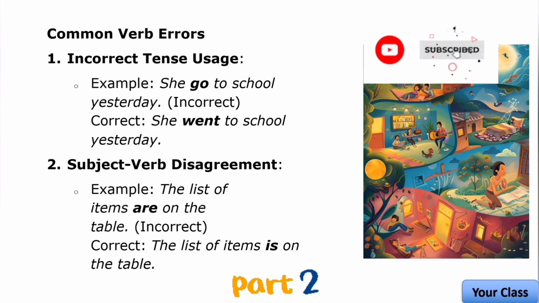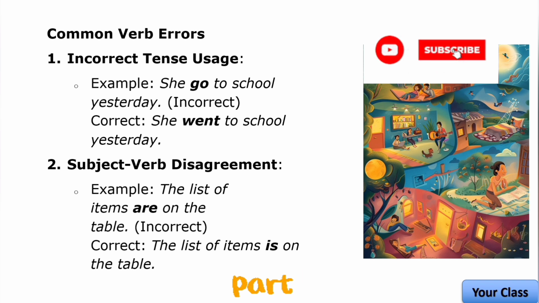Tense refers to the time an action occurs, whether in the past, present, or future. In this sentence, the word yesterday indicates the action happened in the past. However, the verb go is in the present tense. This creates a mismatch between the verb and the time of the action. To correct this, we need to change go to its past tense form, which is went.